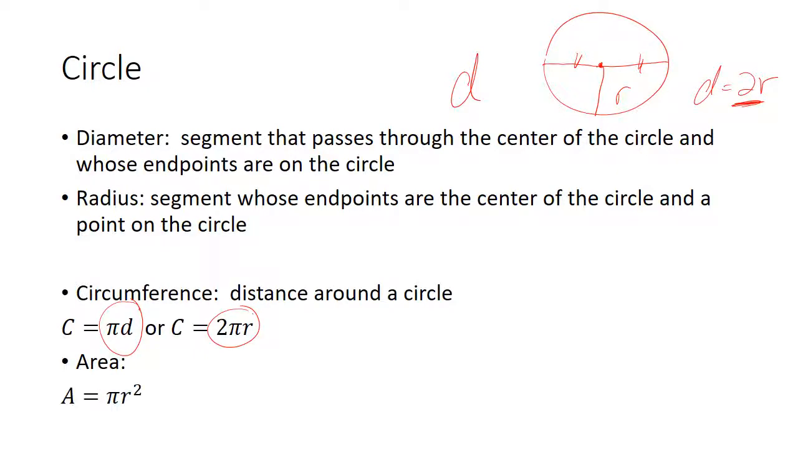And then area, using the same numbers, is going to be pi r squared. So when you do this, you're not squaring pi, you're only squaring the radius. If you don't have a radius, and you have a diameter, then you divide your diameter in half to get a radius and then square that.